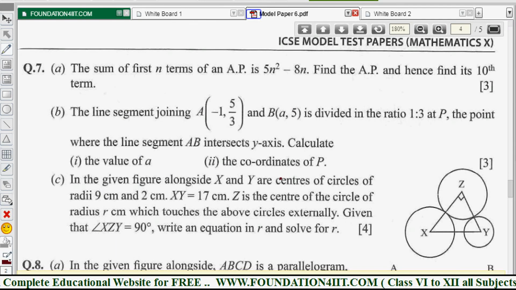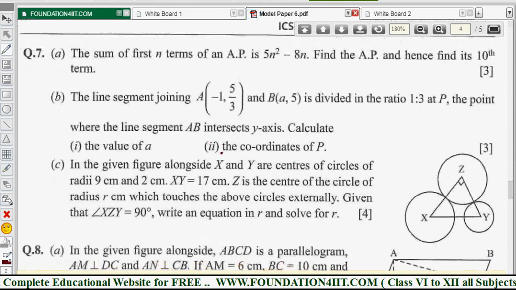So the value of a and the coordinates of P, both you have found. Next, we will apply this to the diagram. In the given figure, X and Y are centers of circles of radius 9 and 2. So X is the center and Y is the center. This radius is 9 centimeters, this radius is 2 centimeters. XY is 17 centimeters, the distance between the centers. And Z is the center of the circle of radius r, which touches the above circles externally. Given that angle XZY is 90 degrees, write an equation in r and solve for r.